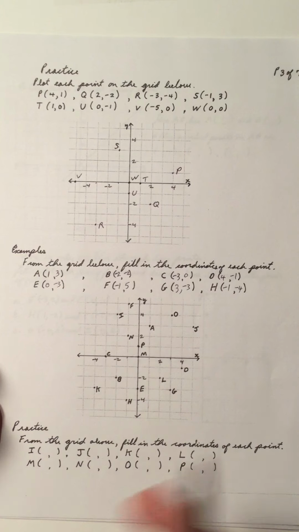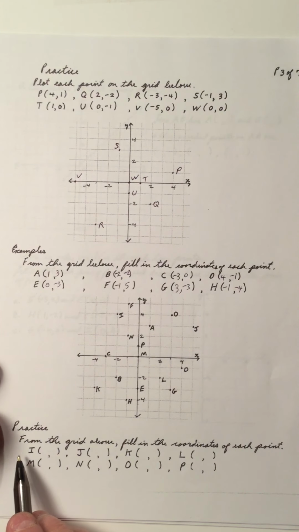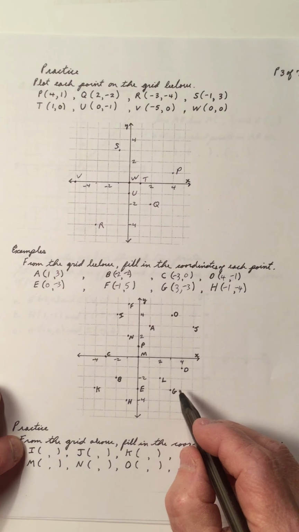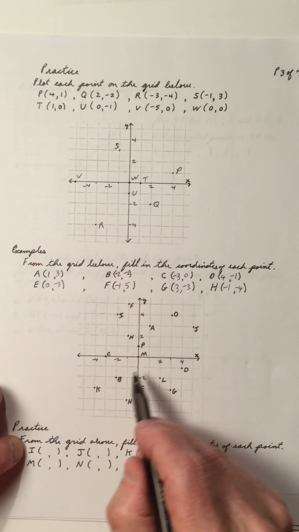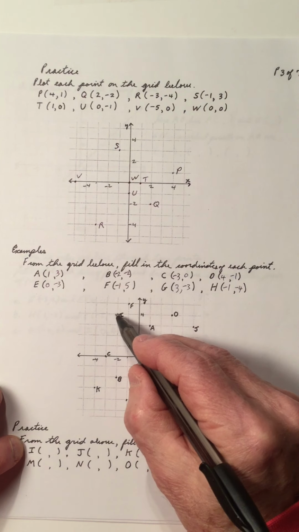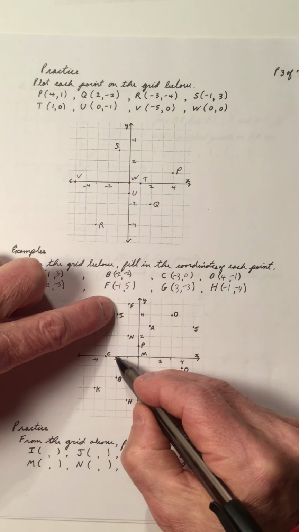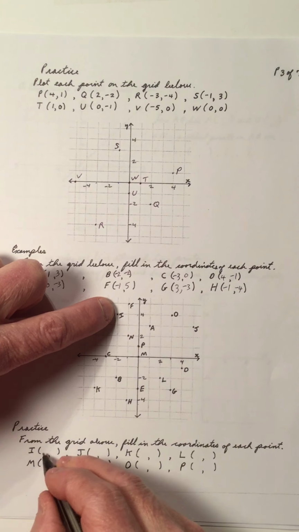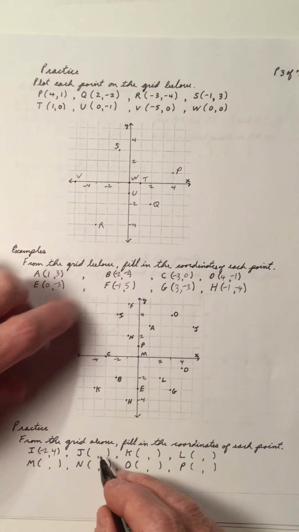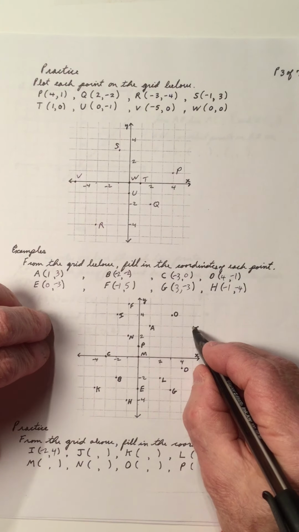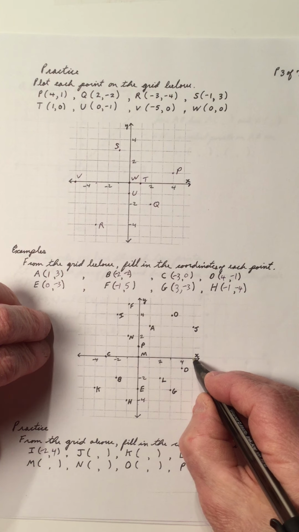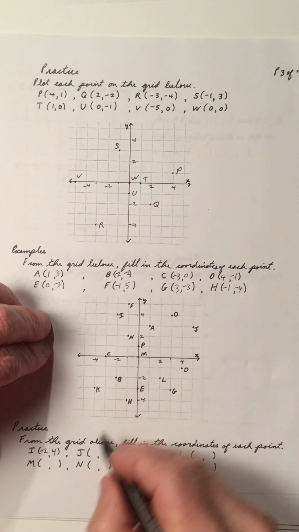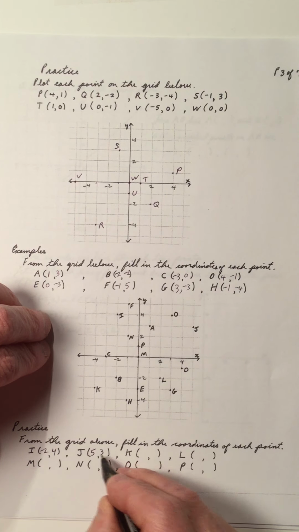Practice. You can fill them in, try them yourself. From the grid, find the points. I, here we go. You get used to this after a while. Let's see where the I is. I is right here. X is negative 2. And Y is 4. Negative 2, 4. J, right here. X is 5. Y is 1, 2, 3. So it's 5, 3.